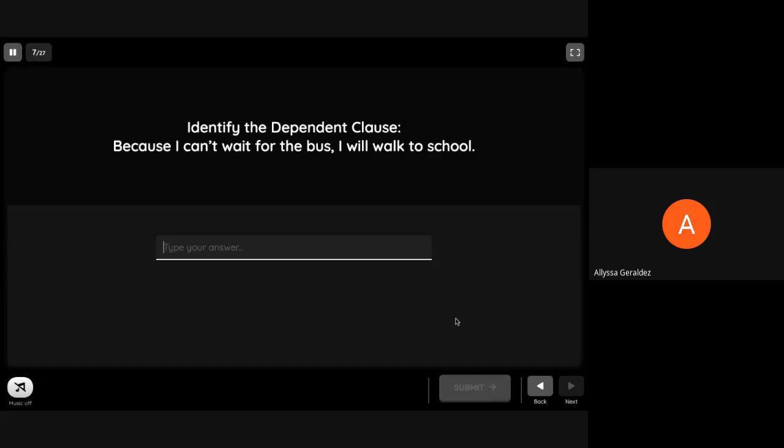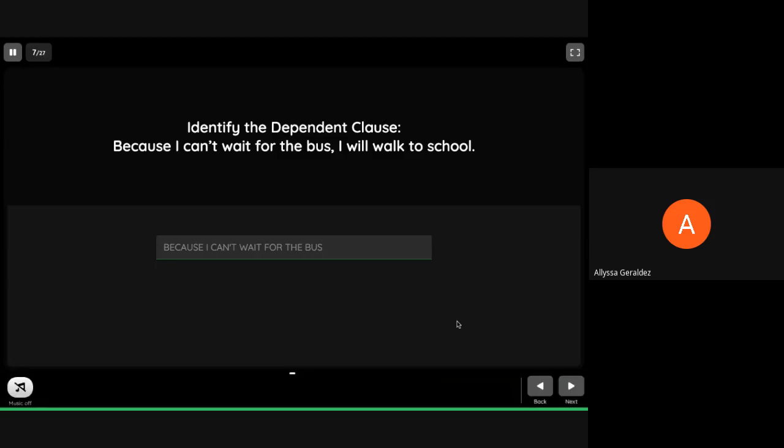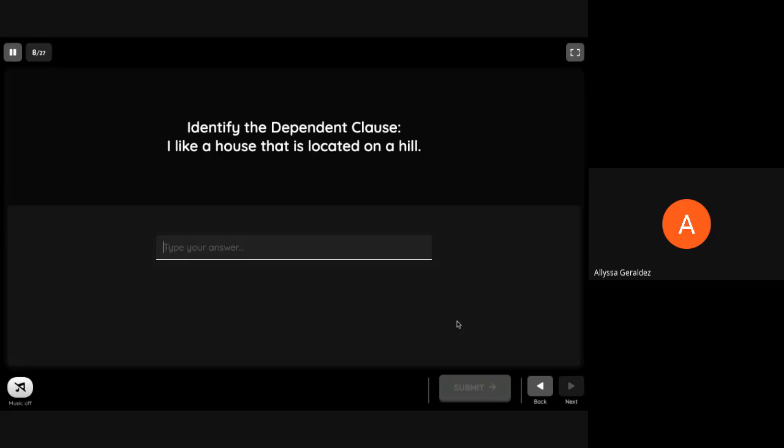Because I can't wait for the bus, I will walk to school. Identify the dependent clause. Correct. I like a house that is located on a hill. Identify the dependent clause.